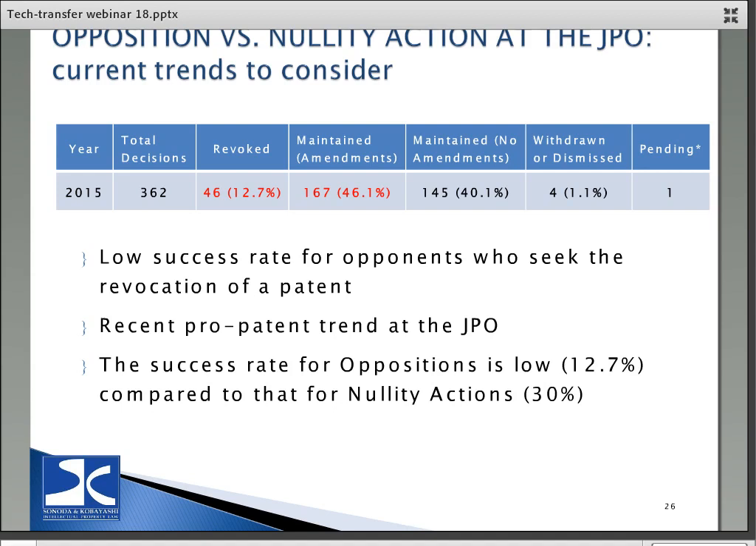So if you look at the number of revoked patents, it is 12.7%. Therefore, as a tool to invalidate a patent, this is not that strong. This might be the result of the recent pro-patent trend at the JPO. And if you compare this 12.7% with the success rate of nullity action, as I stated before, nullity action is successful in 30% of the cases. So clearly, nullity actions are more successful than oppositions.